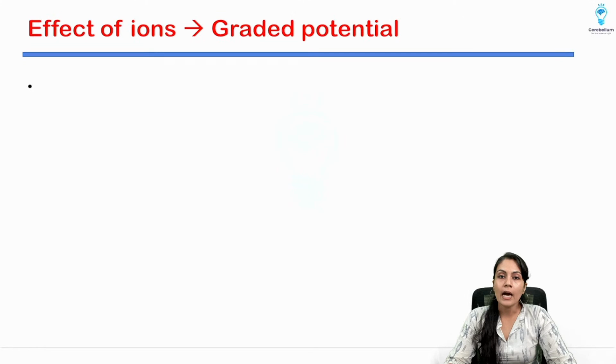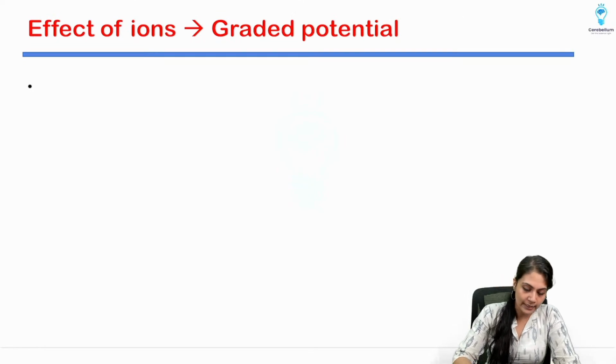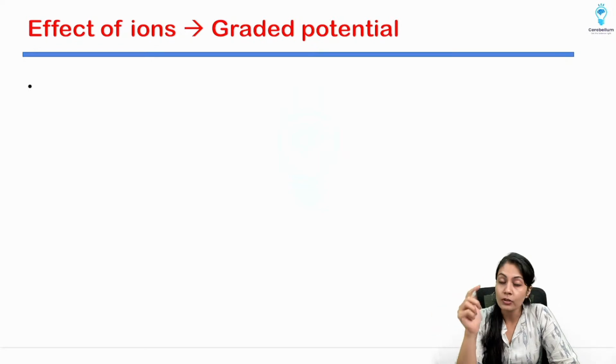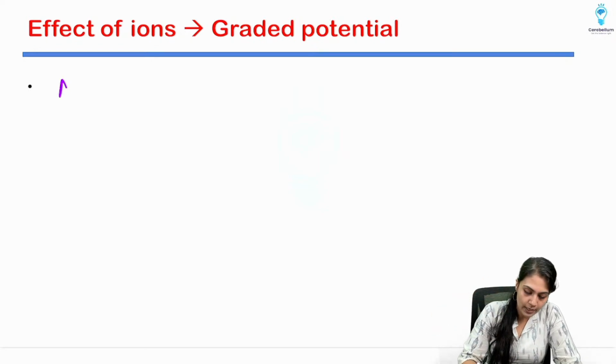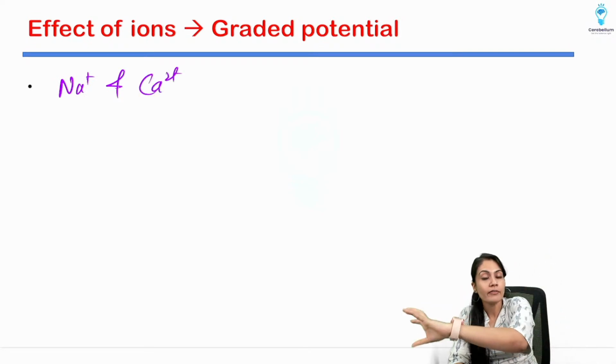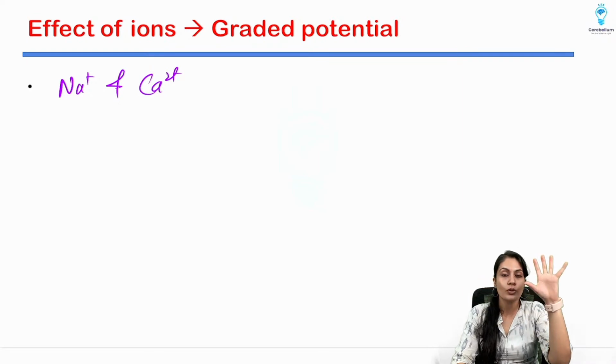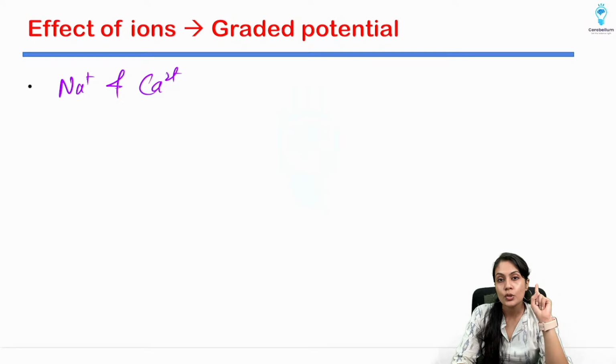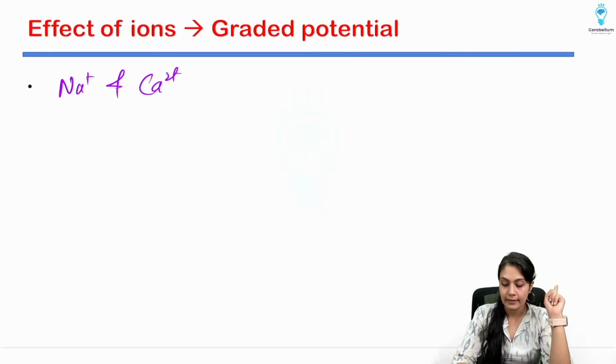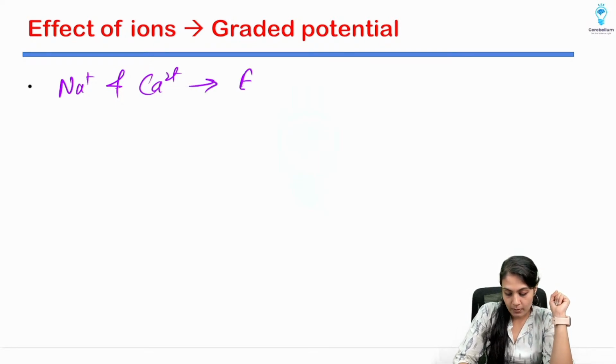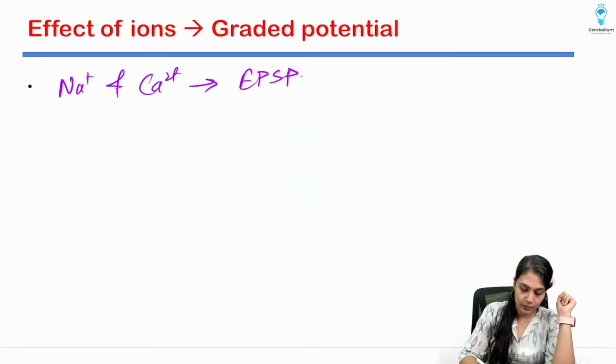So what are the ions? Let's see. There are two ions which can cause excitation, as we have seen. Those ions are sodium as well as calcium. Whenever they are more outside and we open up their channel, their influx will occur, and their influx brings positivity inside the cell, which is responsible for EPSPs, right?